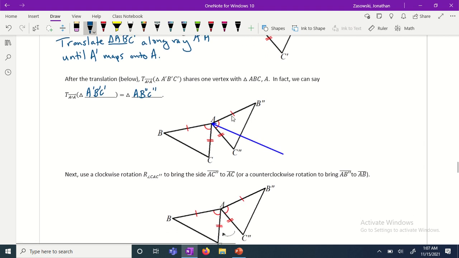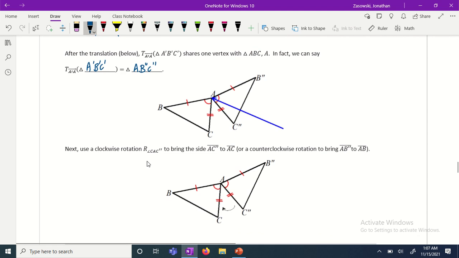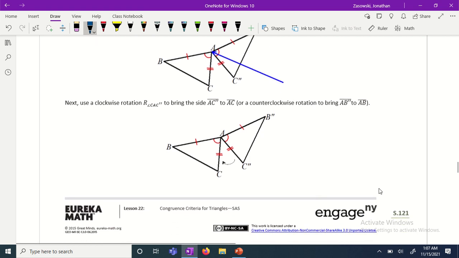So now that we've moved the triangle to here, what do we want to do? Now the book says we want to use a rotation. There's my angle of rotation. They said it's angle C A C prime double prime to bring this onto itself. And they're calling it either a clockwise or a counterclockwise. It doesn't matter which way you spin, you'll eventually get there. So let's describe this transformation in words. Now that we're here, we're going to rotate this triangle. We want this to happen where this is going to overlap and fit right on here.